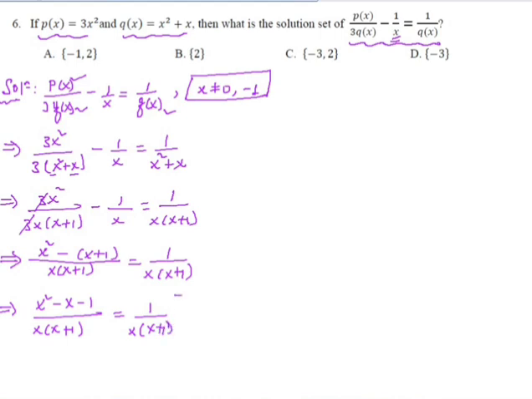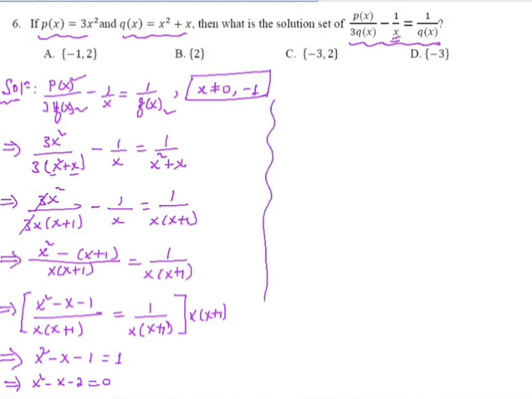Now you can multiply both sides by x times x plus 1. Then the denominators can be eliminated. So what remains is x squared minus x minus 1 equals 1, which is the same as x squared minus x minus 2 equals 0, collecting like terms. Now the only thing that remains here is solving this quadratic. You can use whatever technique you like. Here I prefer to use factorization.